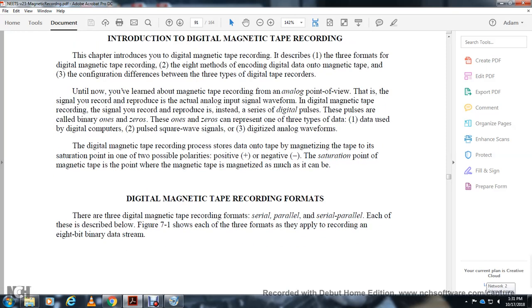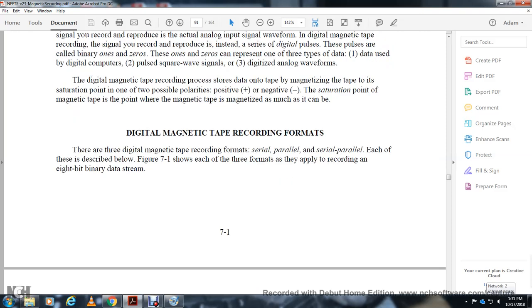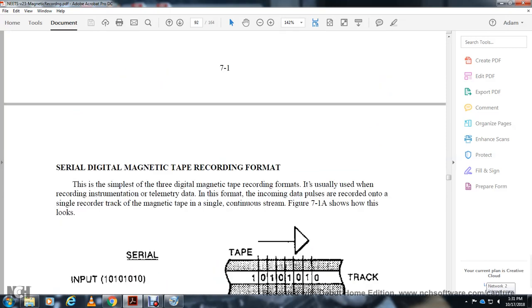Digital magnetic tape recording formats. The three digital magnetic tape recording formats are series, parallel, and series-parallel. Each of these handles the recording of an 8-bit binary data stream differently.